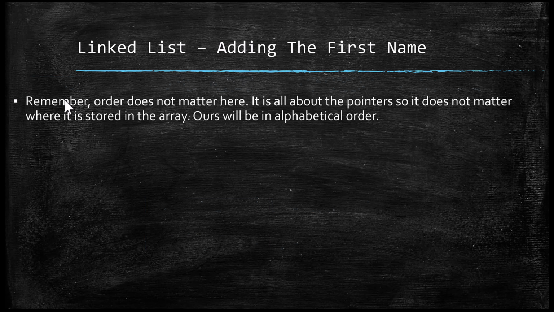Remember, order does not matter here. It's all about the pointers, so it does not matter where it's stored in the array. Now, ours is going to be traversed in alphabetical order because that's going to up the difficulty, and that is a popular way that Cambridge will assess you on a linked list, is traversing it in order. So let's add our first name. Our first name is going to be Davida.